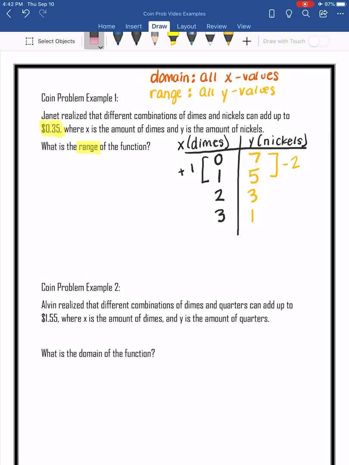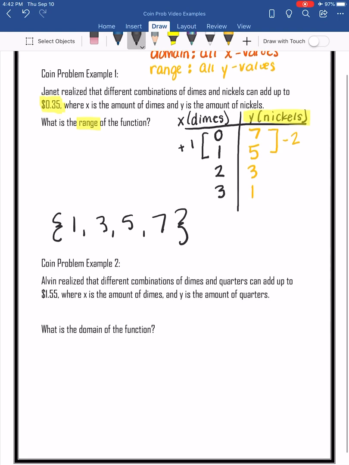Okay, so now let's go back to the question where it asks us what is the range of the function. Well, again, remember range is your Y values. We said Y was our nickels. So everything under this Y column is our Y values, or our range. So our final answer, our range, we're going to write our numbers in order from the least to greatest. So 1, 3, 5, 7. Those were all the numbers in our range. Okay, so that's how you find the range of a coin problem function.